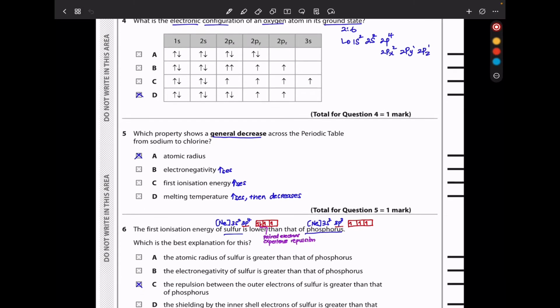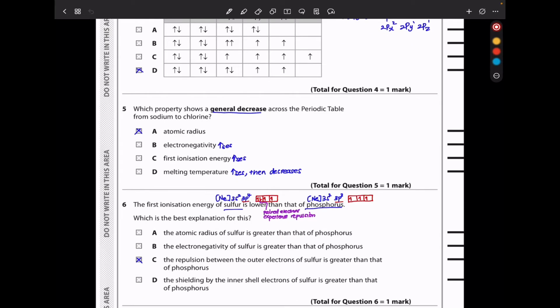For question 5, which property shows a general decrease across the periodic table? Atomic radius, this is true because it's the same number of shells. However, the number of protons is increasing, so the attraction from the nucleus to the outer electrons is increasing, and that means atomic radius decreases. Electronegativity is going to increase from left to right. First ionization energy also increases, and melting temperature will increase and then decrease, so the answer should be A.